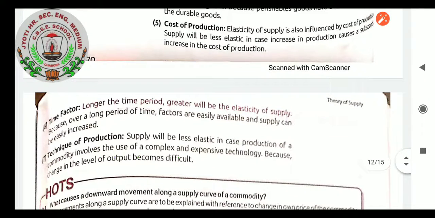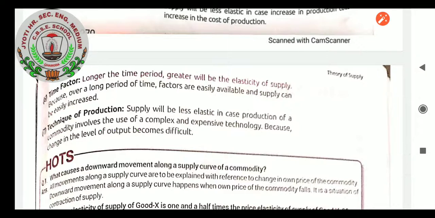Time factor. Definitely, the longer the time period, the greater will be the elasticity of supply, because over a long period of time factors are easily available and supply can be easily increased. So time plays a very important factor. If the things are easily available now to produce and supply, supply will be elastic. But if it takes a longer period, as in the teak example we have learned, there we can see inelasticity of supply, because it needs time for its production.